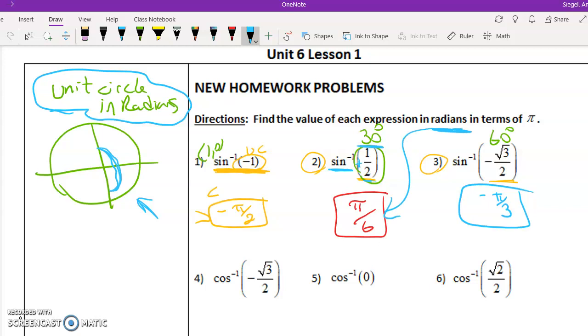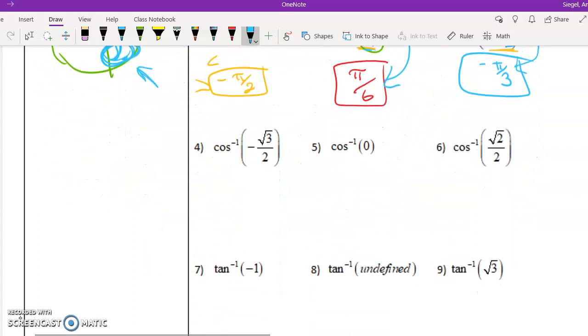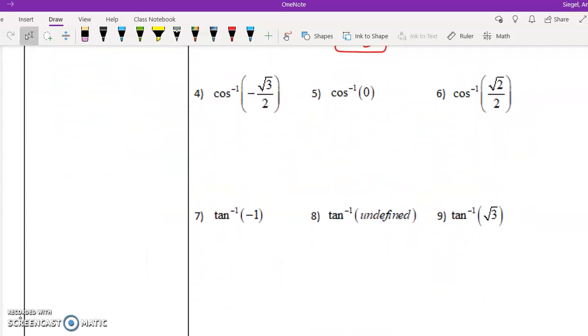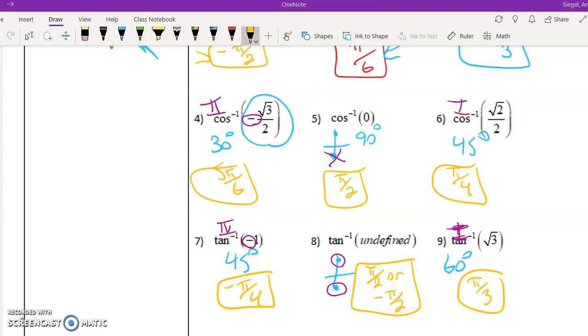Okay, so this one, again, hand trick, I know that it's a 60-degree reference angle. I also know that it's negative, so it's going to be down in this fourth quadrant down here. 60 degrees in radians is pi over 3, so it's going to be negative pi over 3. Okay, so hopefully now you have the hang of it. I want you to do these 6 for cosine and tangent and come back and see if you got the right answer.